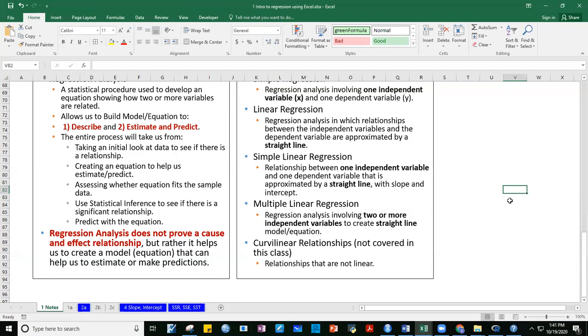All right, so there being no questions, guys, let's open our first worksheet, 1A.